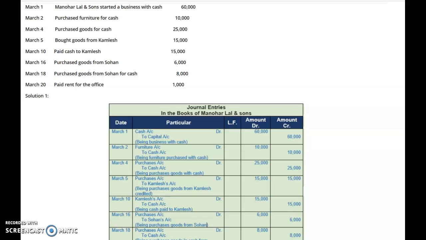Dear students, let's continue with the same example. In the previous video, we had learned how to record the journal entries, and the first entry we had done. Over to the second entry, purchase furniture for cash, rupees 10,000. Please understand the basic rules will remain the same. What are those rules?